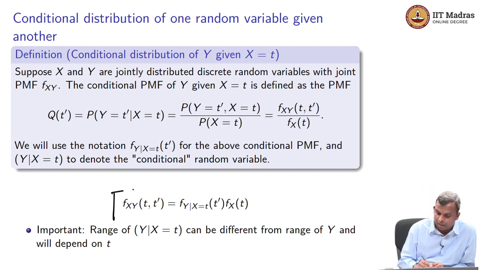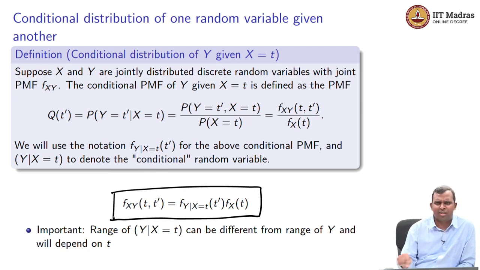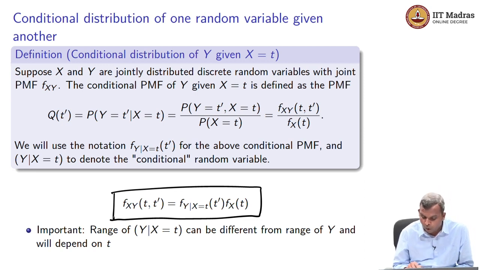Okay, so this equation is something that we will use quite a bit when we write down joint PMFs and all that. The joint PMF is the same equation that's used in the definition; I've written it a bit differently. The joint PMF evaluated at t comma t prime, x equals t, y equals t prime, is simply the product of the conditional PMF of y given x equals t of t prime times fx of t.